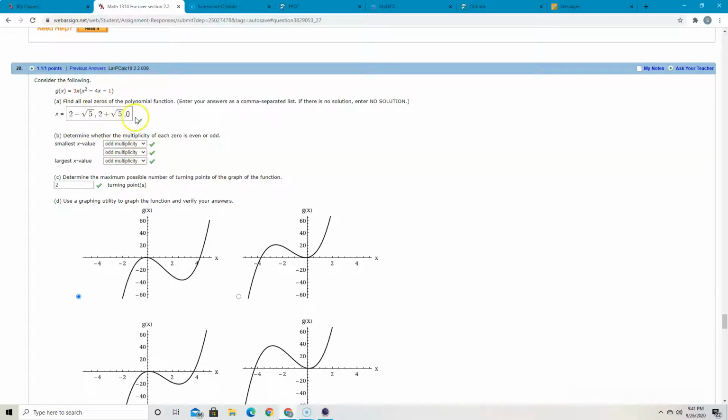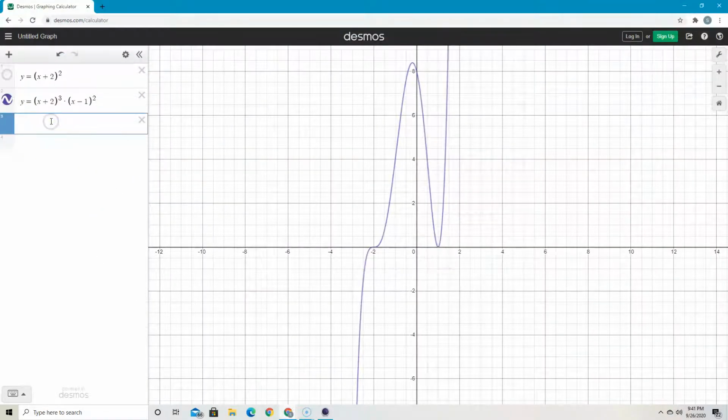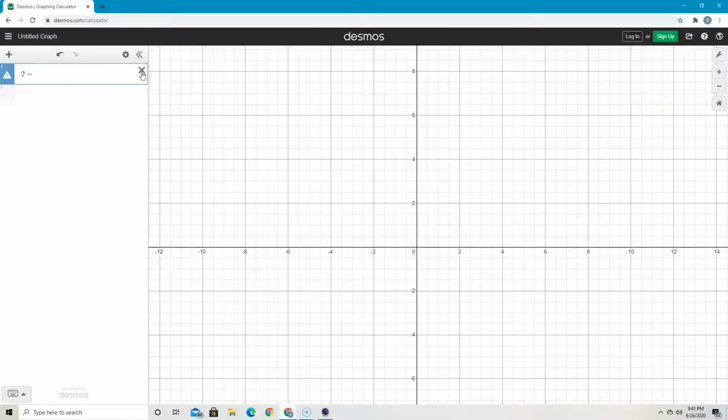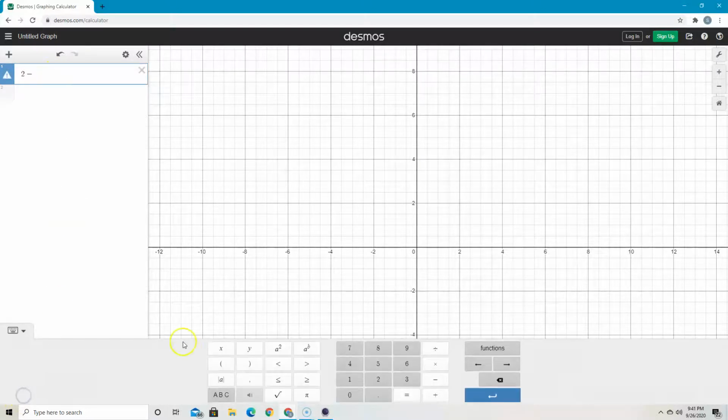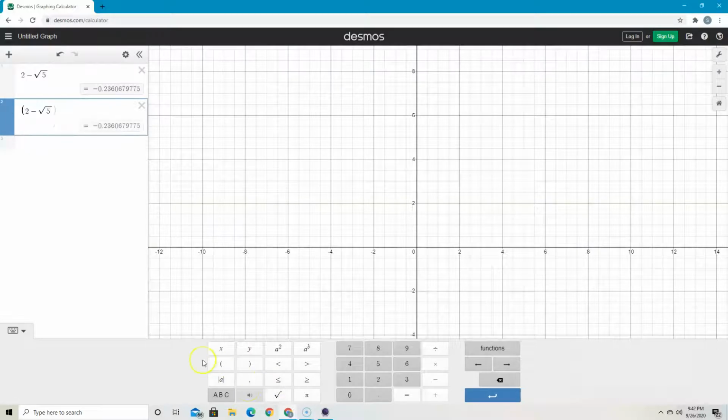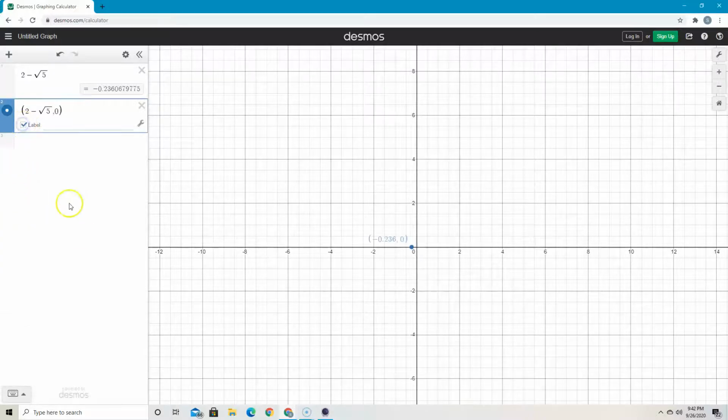If you put 2 minus the square root of 5 in a calculator, let's do this one. So we have 2 minus the square root of 5. We can put that point down: 2 minus square root of 5, comma, 0. There's one of the x-intercepts, and that's right here, negative 0.236.